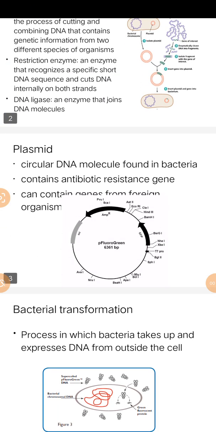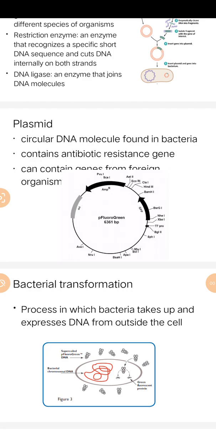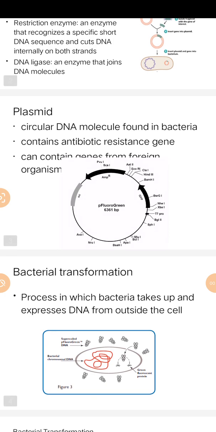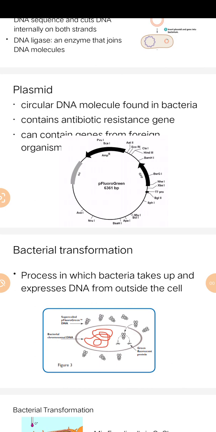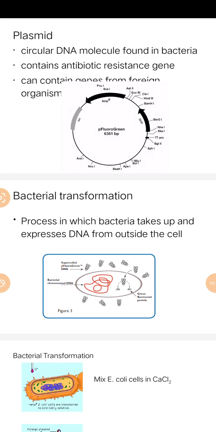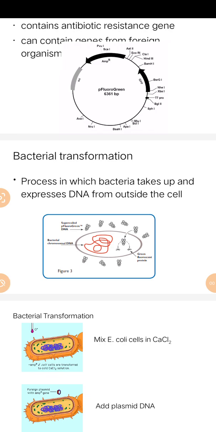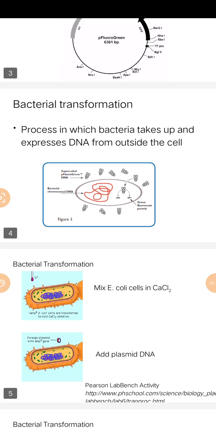The third tool we require for recombinant DNA technology is plasmid. Plasmid is an extrachromosomal circular DNA molecule found in bacteria, which contains an antibiotic resistance gene and can contain a gene from a foreign organism. There is another process, bacterial transformation, which is the process in which bacteria take up and express DNA from outside of the cell.